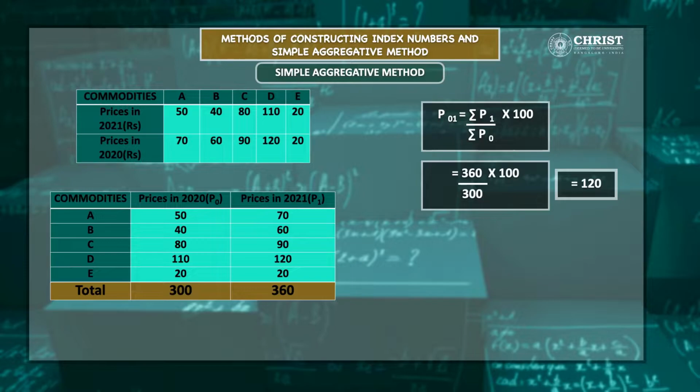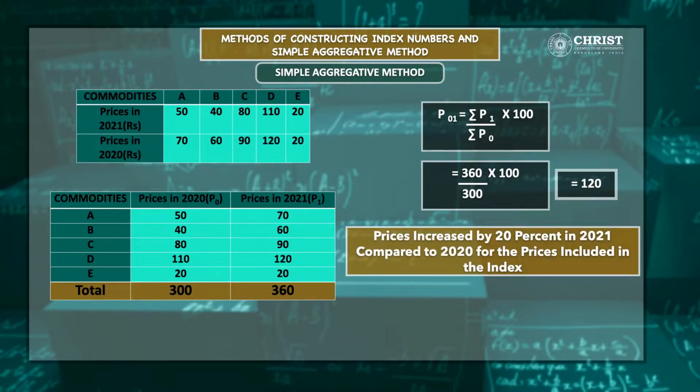So I told you this, we are not giving any weights, just the prices. The calculation is based only on the prices. So we will get the index value as 120. Now we have to give the interpretation also. That interpretation is prices increased by 20% in 2021 compared to 2020 for the prices included in the index. So this interpretation is also important. You have to remember that whenever you're writing the index value, you have to write the interpretation.